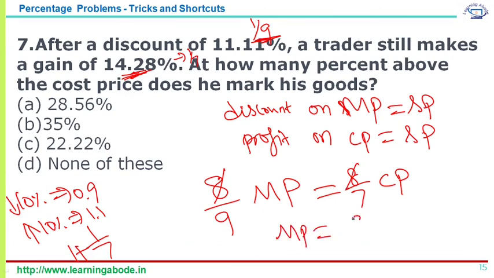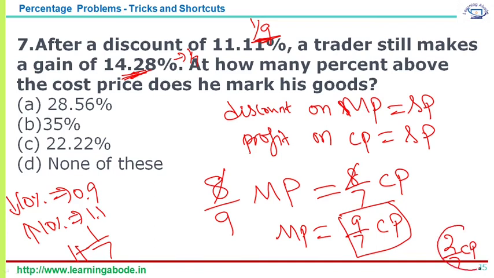You get mark price equal to 9 by 7 of cost price, which means how much more than the cost price is 9 by 7? It is 2 by 7 more than the cost price. You can write 9 by 7 as 1 plus 2 by 7. So it is 2 by 7 more than the cost price. Now this is your markup. We know 1 by 7 is 14.28 percentage. What is 2 by 7? That is 28.56 percentage. Now if you are not going to use the fraction percentage equivalent, or the multiplying equivalent, this problem becomes a very lengthy problem to solve.